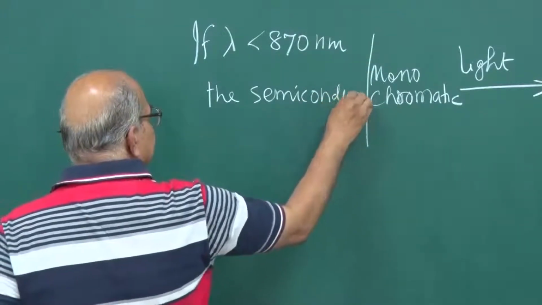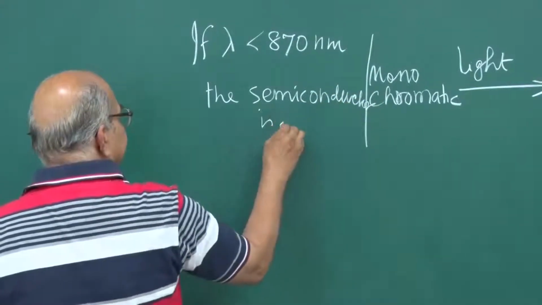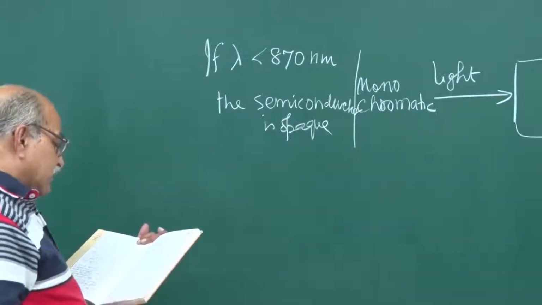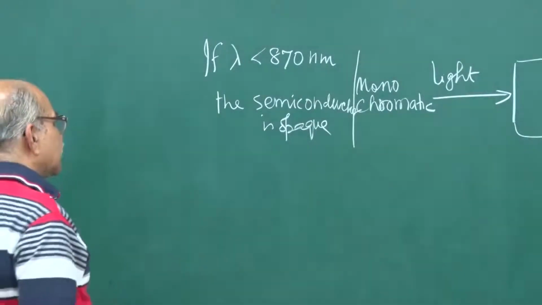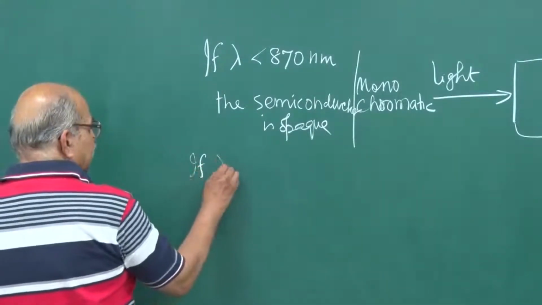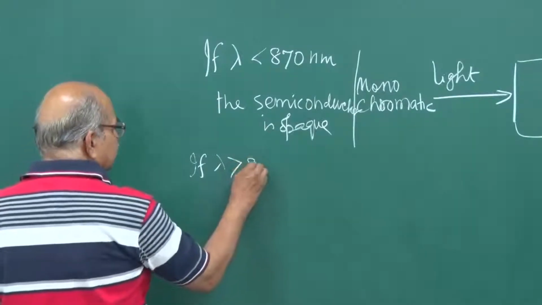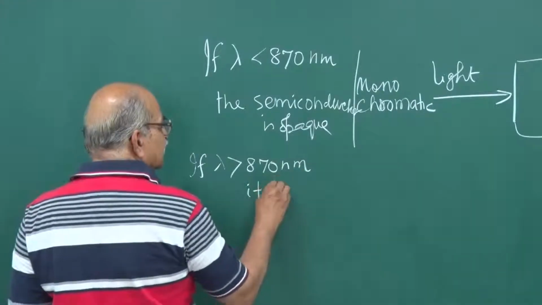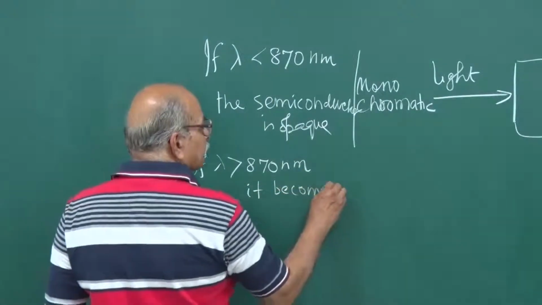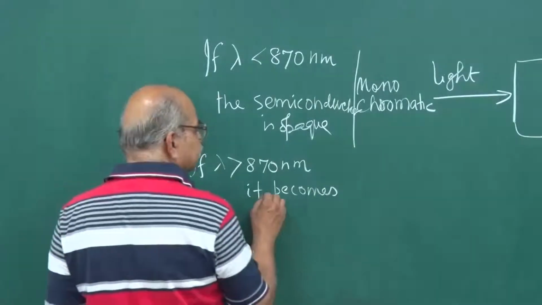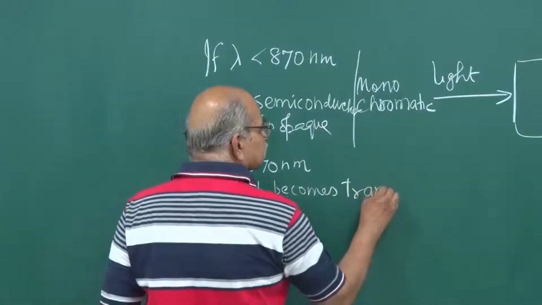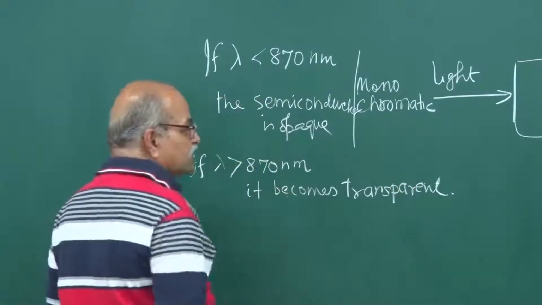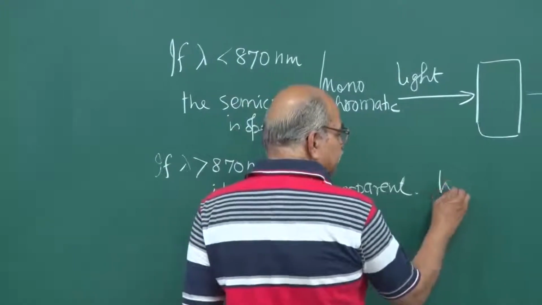Semiconductor is opaque, but if lambda is more than this, it becomes transparent. So, if lambda is more than 870 nanometers, then it becomes transparent. That means the absorption is very small. And the question is, what is the band gap?